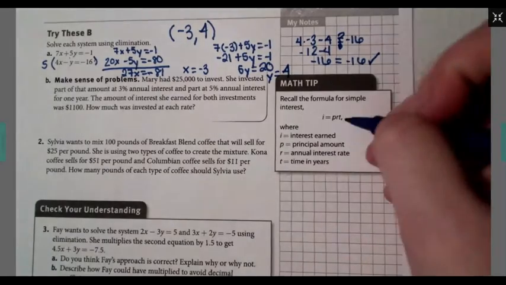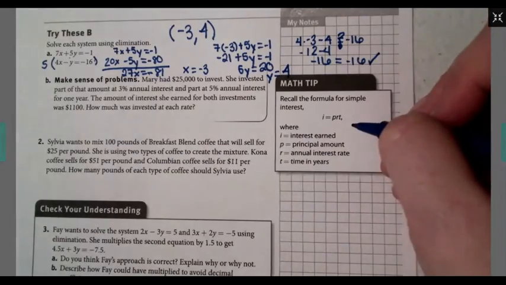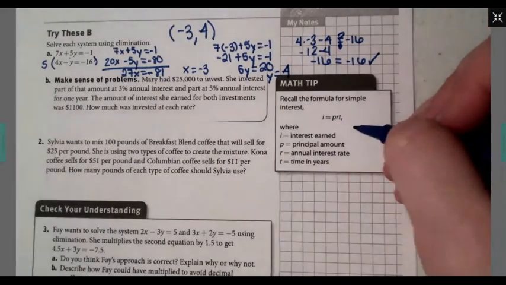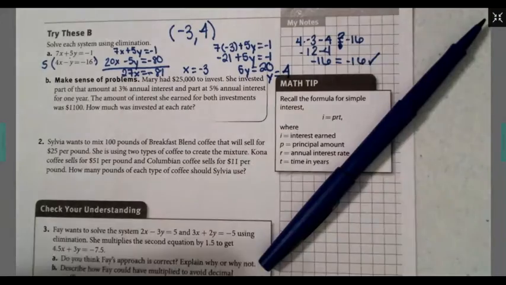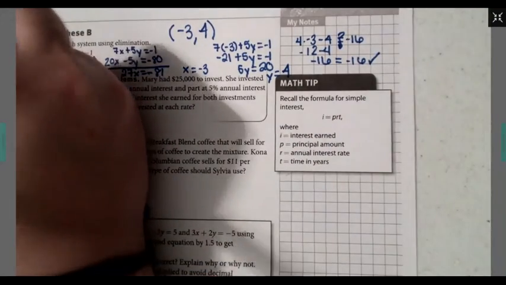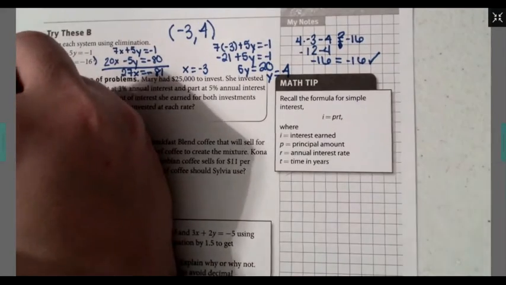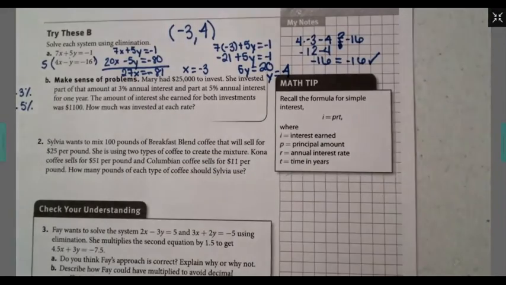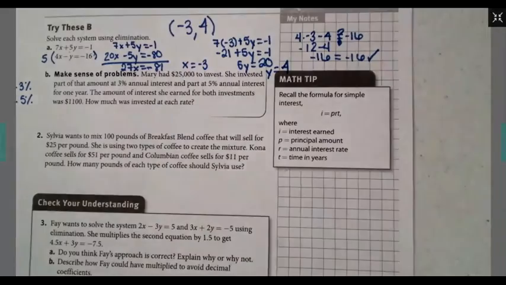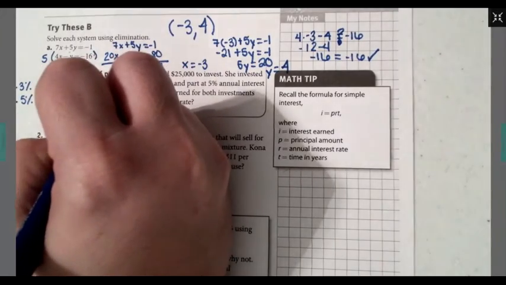Now, to find interest, it is principal times rate times time. Now, we're going to let x represent our amount at 3% interest and y represent our amount at 5% interest. How much did we invest altogether? $25,000. So x plus y must equal 25,000.